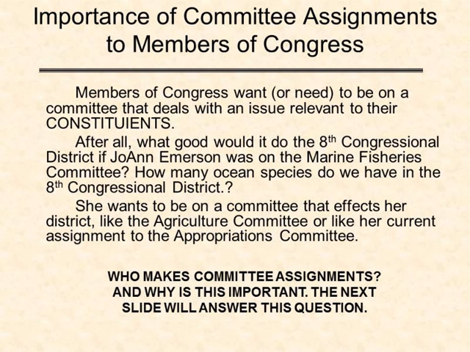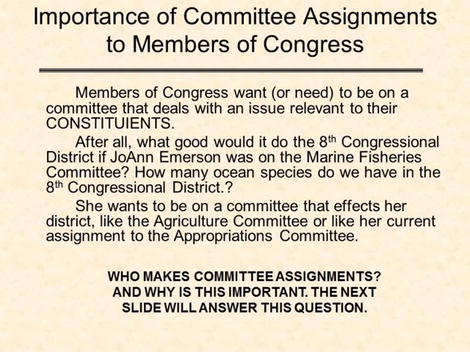And Joanne Emerson, from the moment that she got elected to Congress, wanted to be on the Agriculture Committee. And she got herself on the Ag Committee, and that way she could work with issues dealing with agriculture that are very important to many of the members of her district.